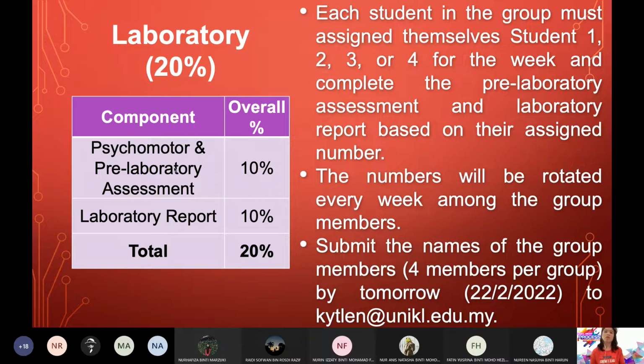So combination of psychomotor, practical skill lah. Psychomotor tu practical skill. Practical skill campur pre-lab, kamu dah dapat 10%. Can you imagine of your overall grade tu, kamu datang lab, kamu dah dapat 10 markah dah sebenarnya just by coming to the lab. Okay, right.